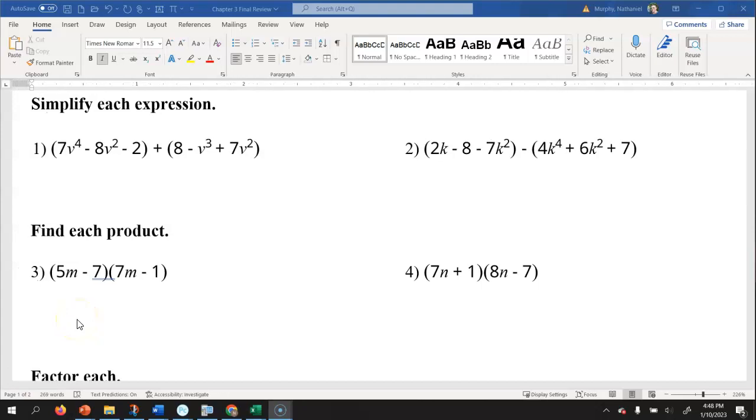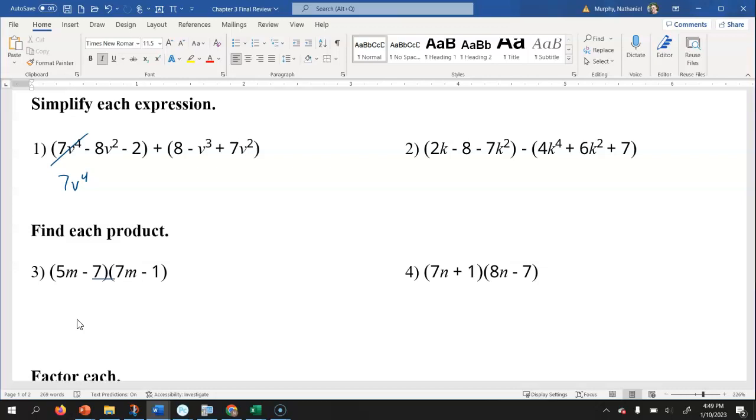All right, so for number one here, we're just asked to simplify this expression. So we're just adding these, so we just want to combine like terms. I'm going to start by putting it in standard form. It didn't say that, but we do want to have it in standard form, meaning start with the largest exponent. So the largest exponent here would be the v to the fourth. There's no other v to the fourth, so that doesn't change.